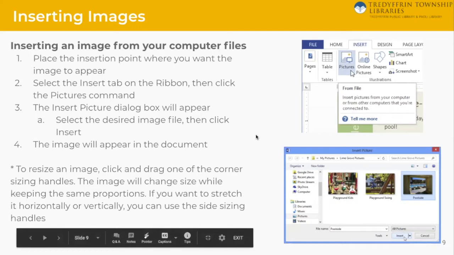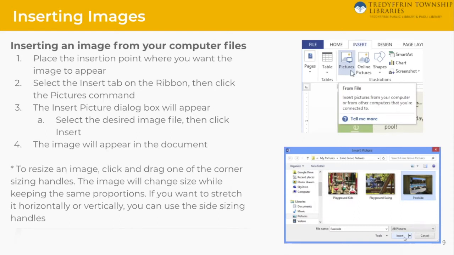To resize an image, you will click and drag one of the corner sizing handles. There are top and side sizing handles as well, but that'll distort the ratio of the image, and I could show you what that looks like when we play around with Word after the session. The corner keeps the ratio intact, so it just makes the image smaller or bigger with the ratio in mind. So when you click and drag the corner of the sizing handles, the image will change size while keeping the same proportions. If you want to stretch horizontally or vertically, you can use the side sizing handles.